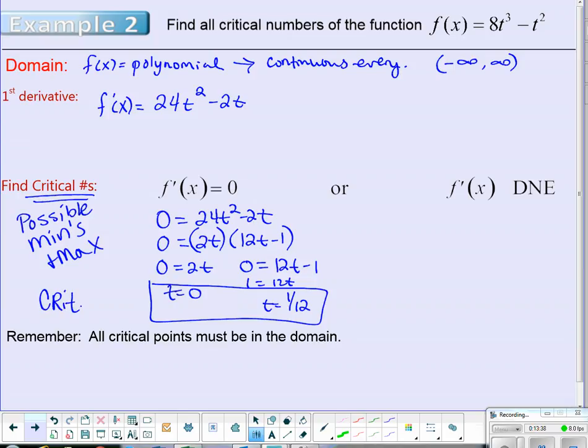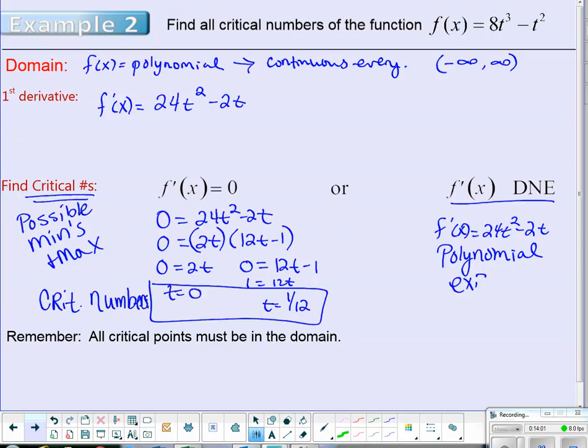So critical numbers are those two. Do we have any spots where the first derivative does not exist? Well, remember that first derivative was 24t squared minus 2t. This is a function, and the first thing I notice about it is a polynomial as well. So this polynomial exists everywhere, and I wouldn't have any sharp points. It's continuous. It's differentiable everywhere. It exists from -infinity to infinity.